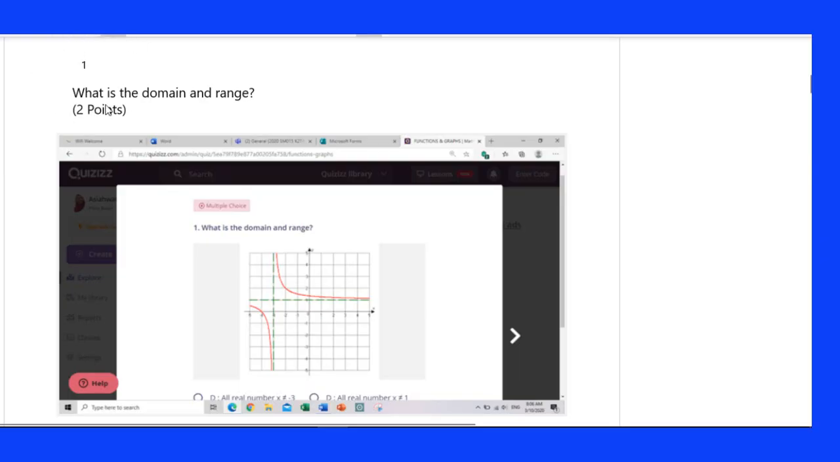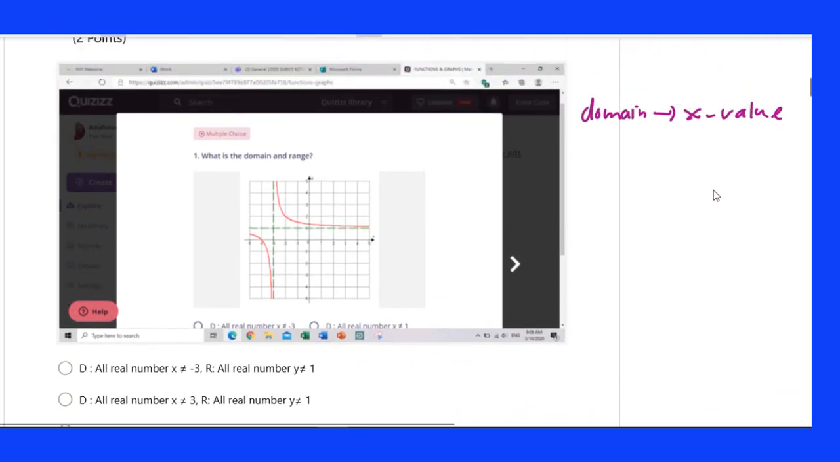First question, what is the domain and range? Domain refers to the X value. Okay, from the graph, this is the X value, on the graph until this line.